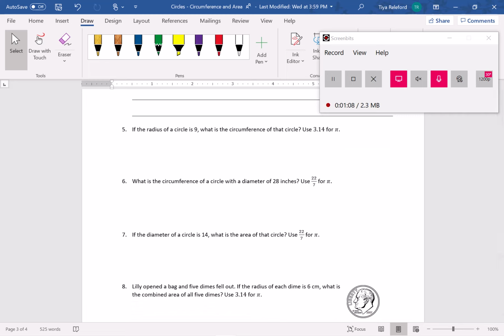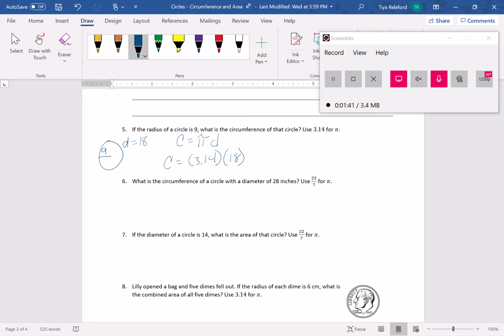All right, number 5 says, if the radius of a circle is 9, what is the circumference? If the radius is 9, what is the diameter? 18, right? That goes back to number 1, the question that you answered. Circumference, you need the formula. You're going to use 3.14 for pi, and you're going to use 18 for diameter.